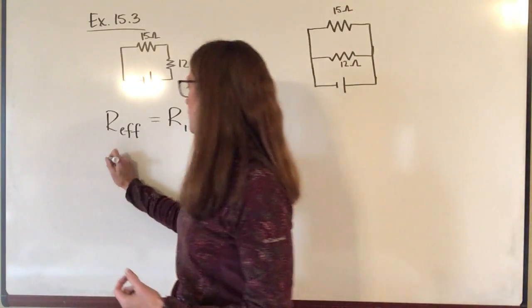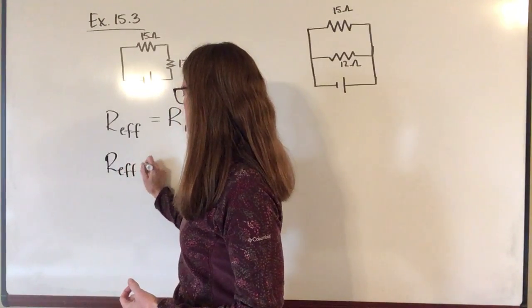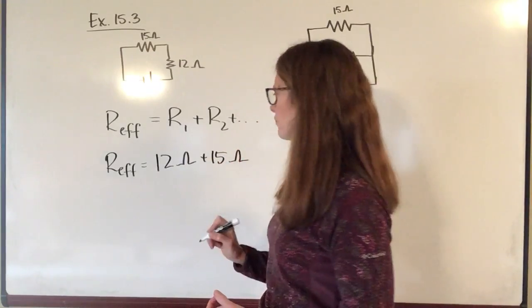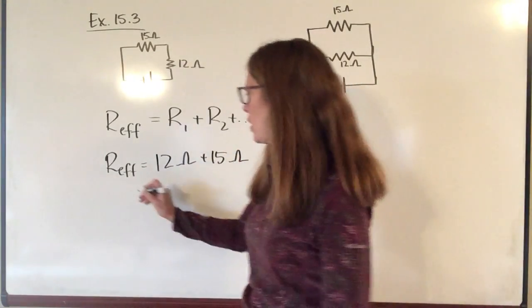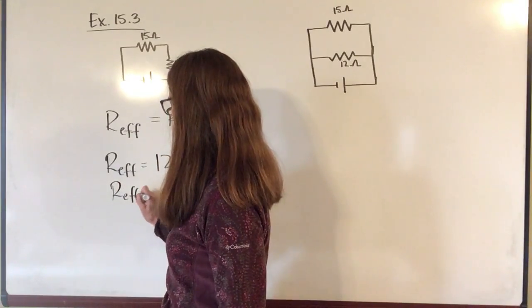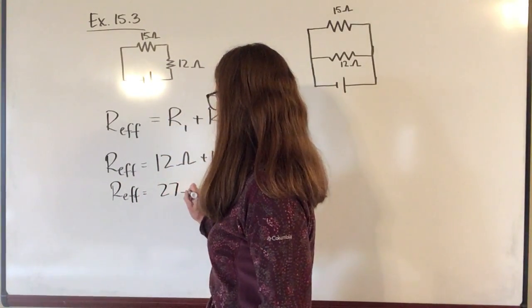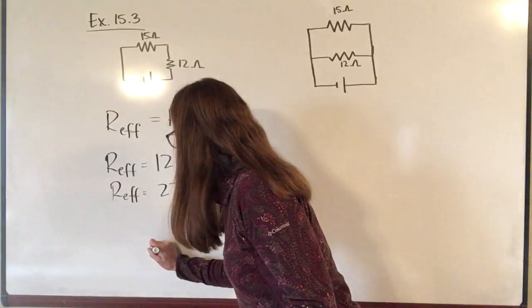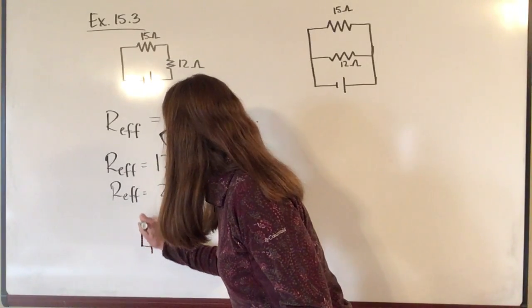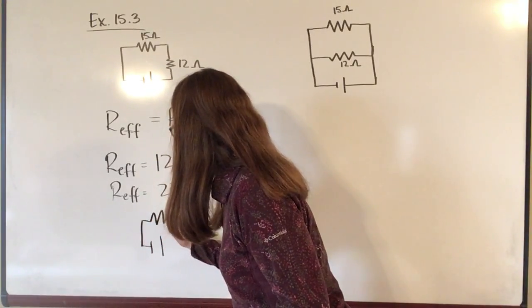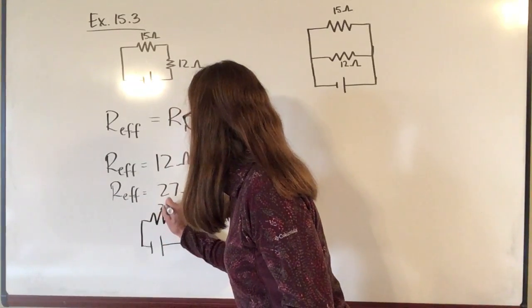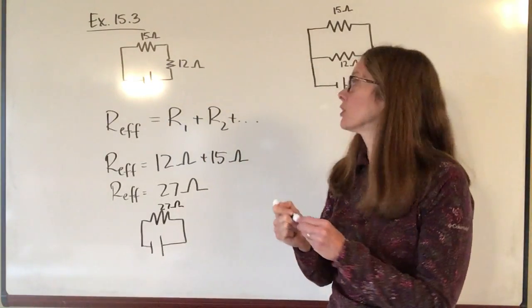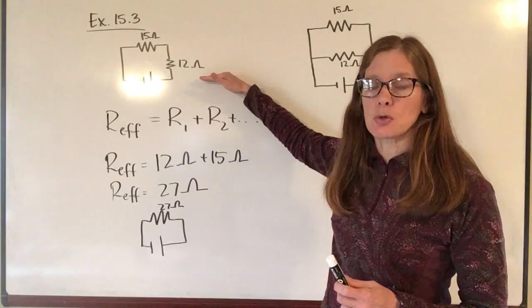So for this particular one, my effective resistance is going to be 12 ohms plus 15 ohms, and there's only 2, so obviously that's as far as that's going to go. That tells me that my effective resistance is going to be 27 ohms. If I wanted to redraw the circuit, I could redraw it with just one resistance like this and mark it as 27 ohms. So when they're hooked up in series, they're just going to be added together.